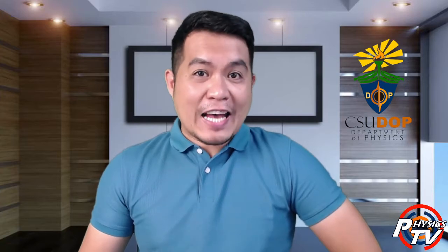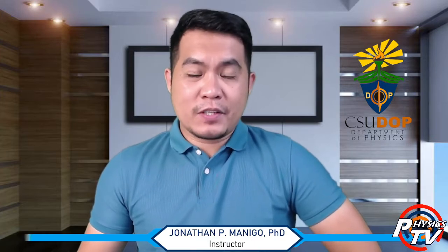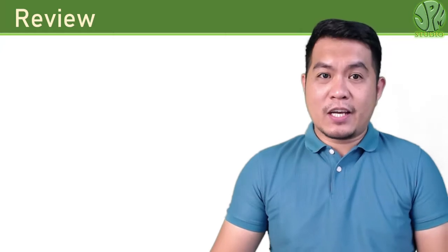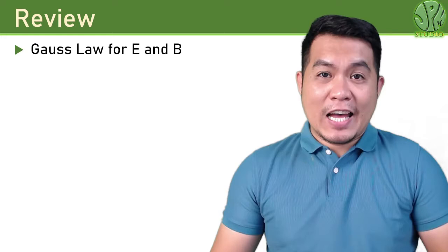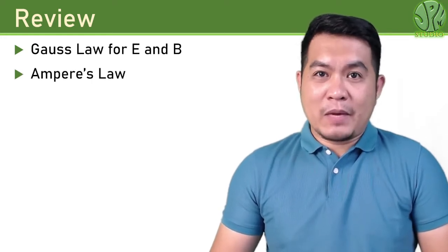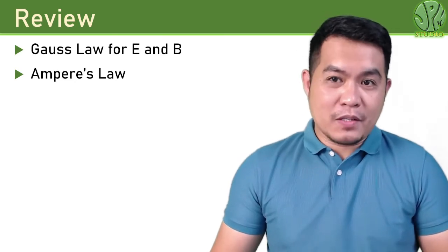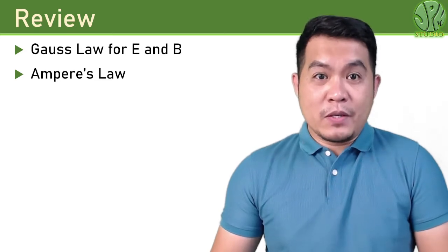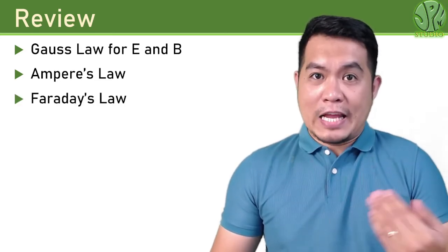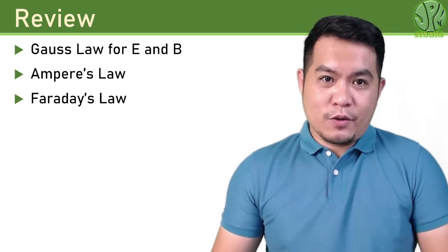So this is now the last lesson for this chapter, the chapter on electromagnetism. Before we proceed with this last lesson, let us first review some concepts. In the previous lessons, we have discussed Gauss's law for electric fields and Gauss's law for magnetic fields, or magnetism. We also discussed Ampere's law, when we discussed an alternative to the law of Biot-Savart. And lastly, in this chapter, we have discussed Faraday's law.